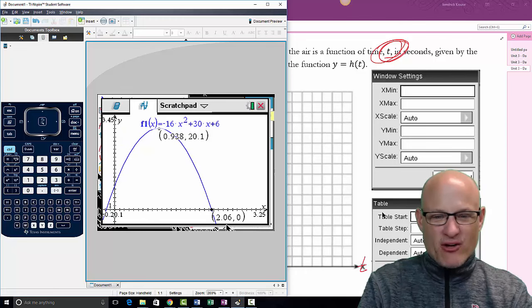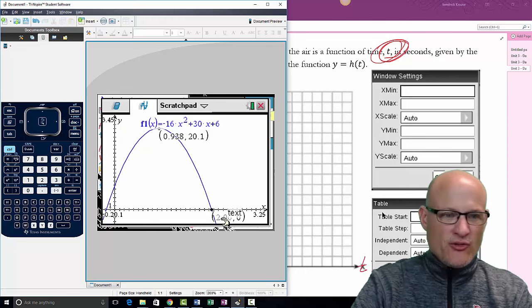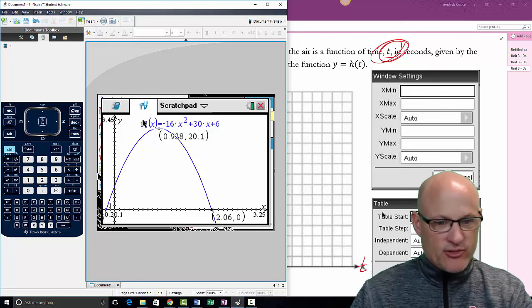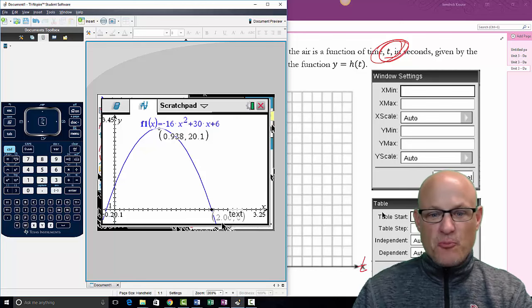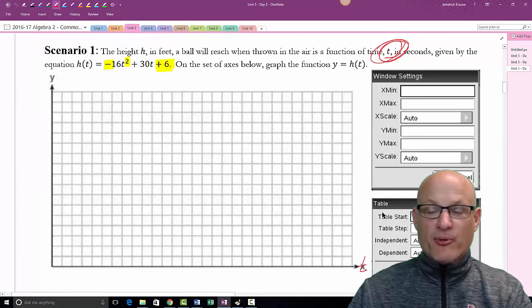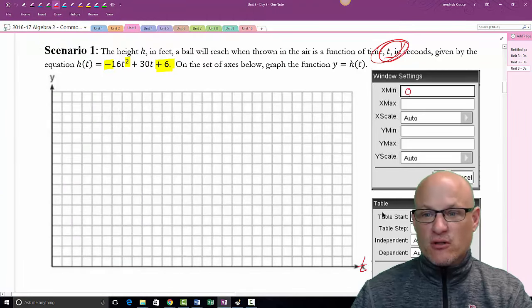So it looks like it barely goes over 2. So maybe I just... Well, 2.1 would be enough. Ooh, wait, that works out perfect. Let's go 0 and 2.1. I'm going to go to window settings on my calculator, I might go 2.5. Y min, we said was, well, remember, we also don't want to use 0, so let's use negative a half.